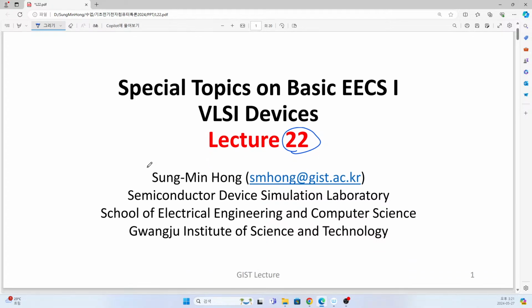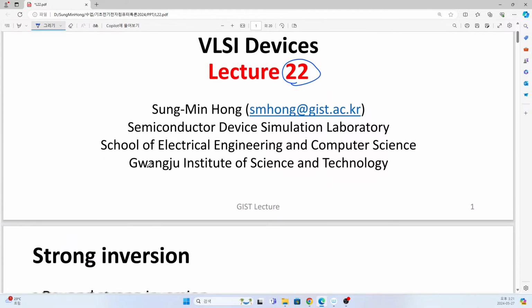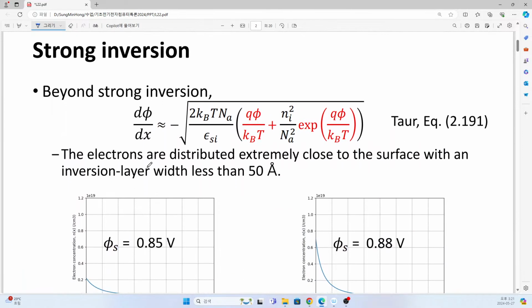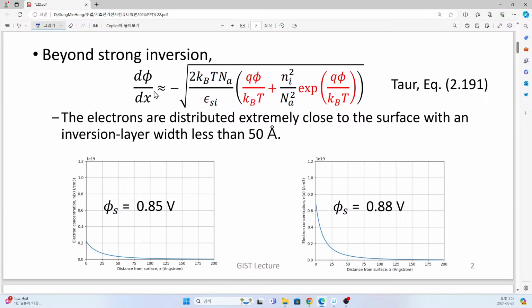Okay, so now let's go to this lecture 22. In the previous lecture, we considered the strong inversion case, and we found that we have a very slight difference in our surface potential, starting from just 0.85 and 0.88, so the distance is just 0.03 volt.